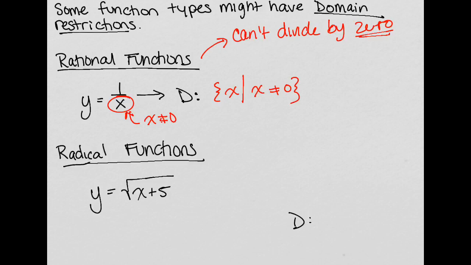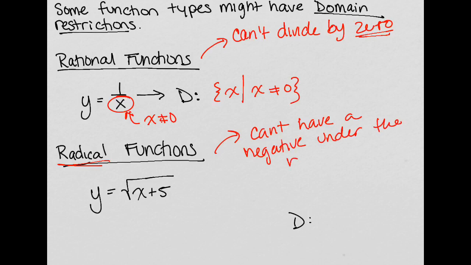The other type of function that can often have a domain restriction is a radical function, something that has a square root like that, because we cannot have a negative under the radical. Now that's true for square roots, fourth roots, sixth roots, eighth roots, any even root. It's not true for cube roots, but here we're really just concerned about square roots. So we need to make sure that this is not negative. So how do we do that? We set up an inequality saying that it must be greater than or equal to 0. And then we just solve that inequality.